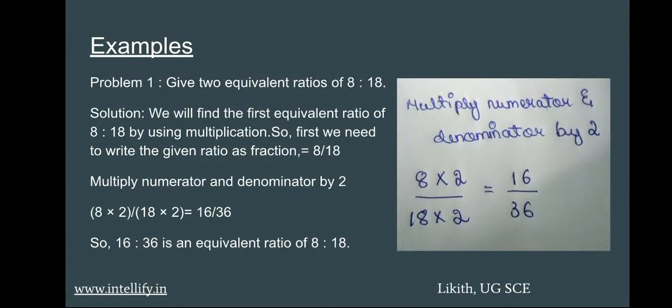So first we need to write the given ratio 8:18 as the fraction 8 divided by 18. I am going to multiply numerator and the denominator by 2. We have 8 into 2 divided by 18 into 2, which is nothing but 16 divided by 36. 16 divided by 36 in ratio is 16:36. So 16:36 is an equivalent ratio of 8:18.